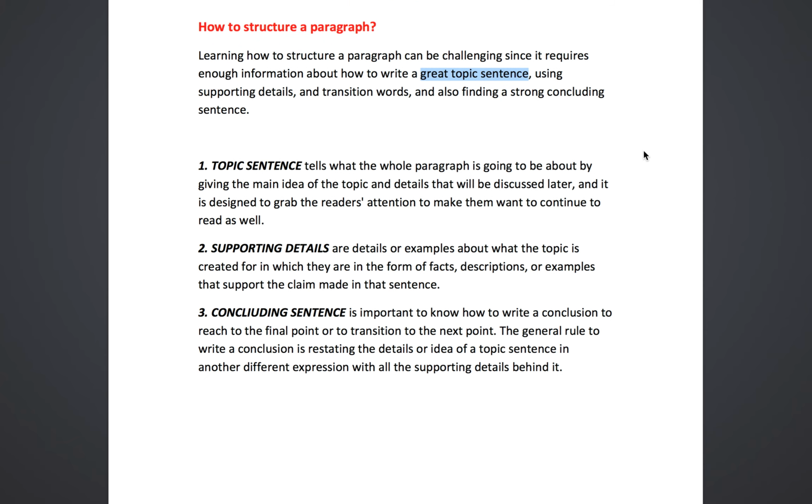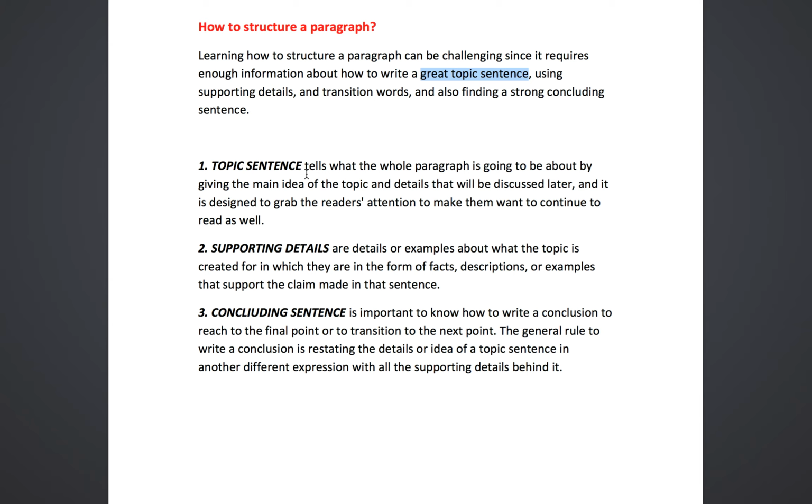Here are three important parts of a paragraph that we can write. First, we have to have a topic sentence. What's a topic sentence? It tells what the whole paragraph is going to be about by giving the main idea of the topic and details that will be discussed later. And it's designed to grab the reader's attention, to make them want to continue to read the whole paragraph.